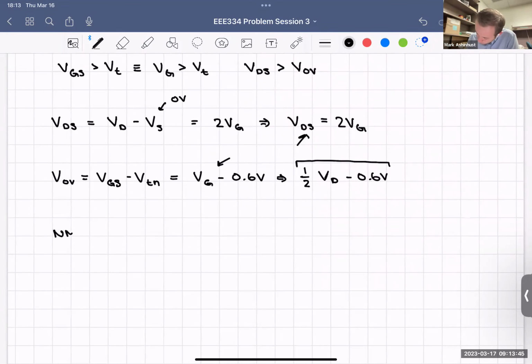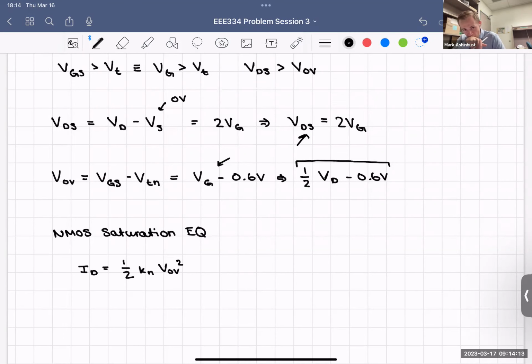And we know our NMOS saturation equation. Our NMOS saturation equation is ID equals 1/2 Kn, transconductance parameter, VOV squared. Also, we know almost all of that. The only part of VOV that we don't know is VG. The only part we don't know is VG.